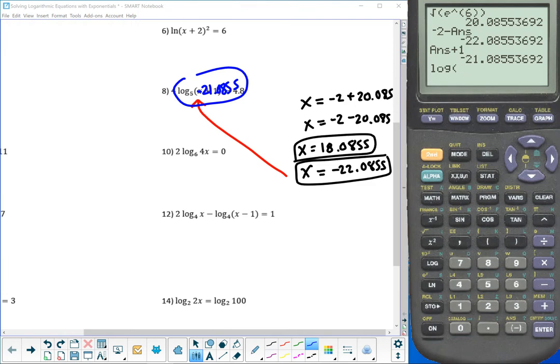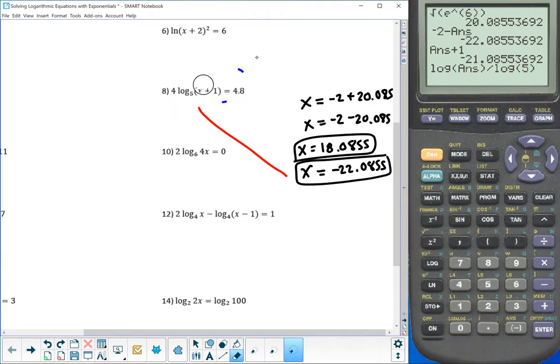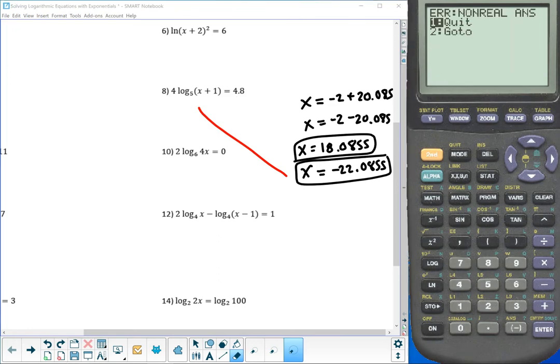So I'm going to use a log, and then that number, negative 21.0855, and I have to divide it by, and now I can put in log base 5. Close that off. And then it looks like I also have to multiply that by 4. So I get my answer.